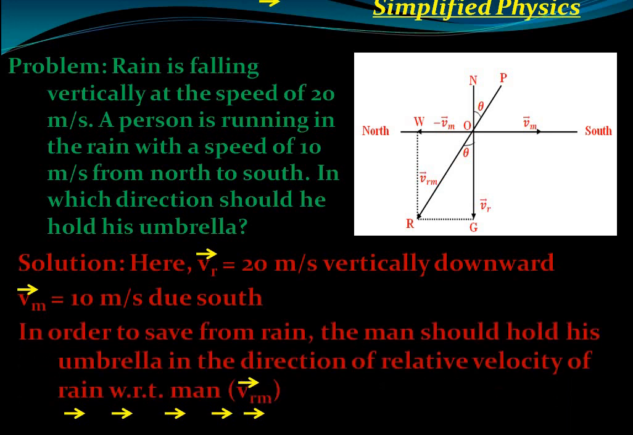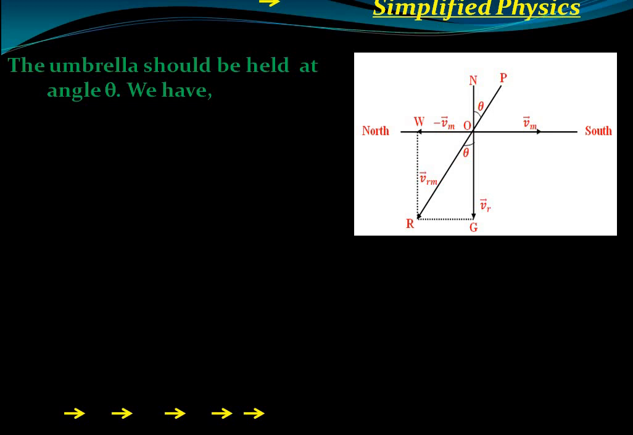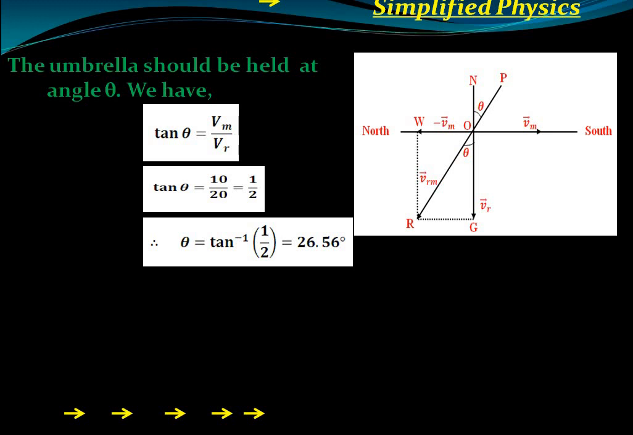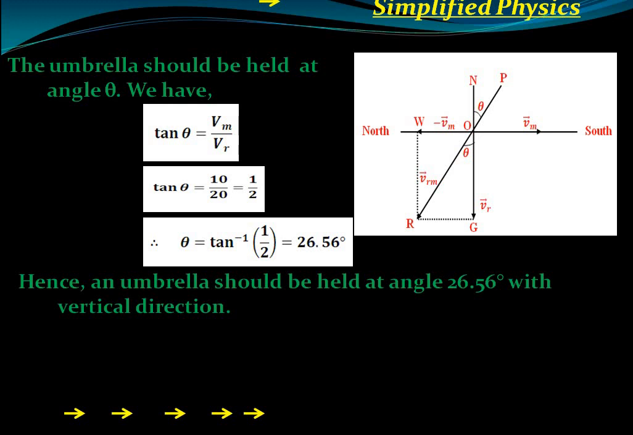So in order to save himself from the rain, the man should hold his umbrella in the direction of the relative velocity Vrm, that is along OR. Vrm equals Vr plus minus Vm vector, that is Vr minus Vm, which gives the relative velocity OR. And the umbrella should be held at an angle theta with the vertical direction. That means tan theta equals Vm by Vr, simply tan theta equals 10 by 20, which gives theta equals 26.56 degree, tan inverse 1 by 2. That is the angle theta. The umbrella should be held at this angle towards the south, with the vertical direction. So in this way you can find the position of the umbrella.